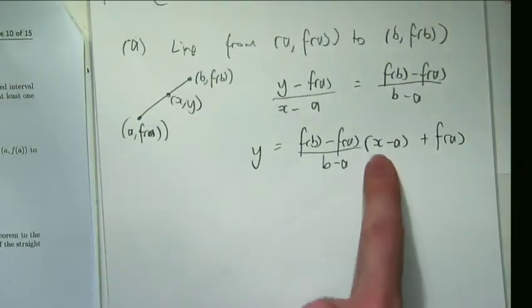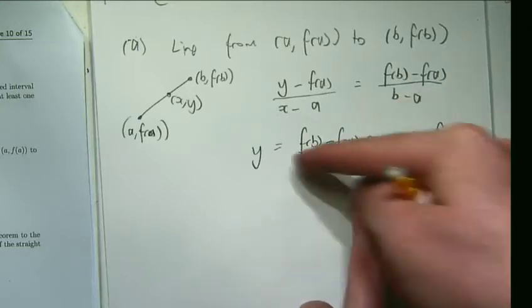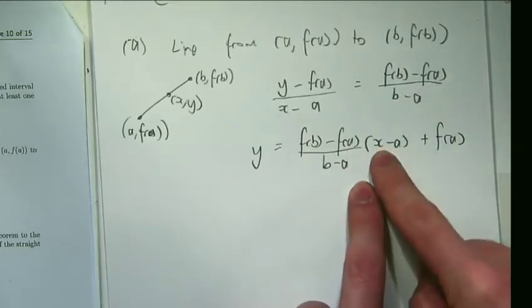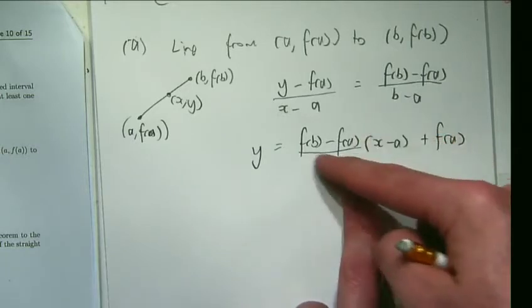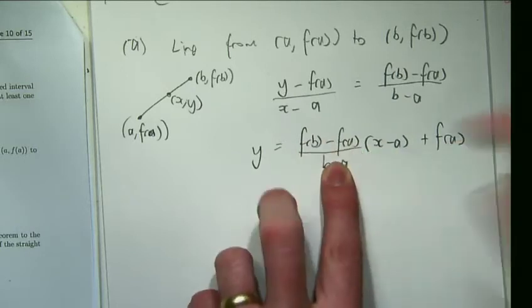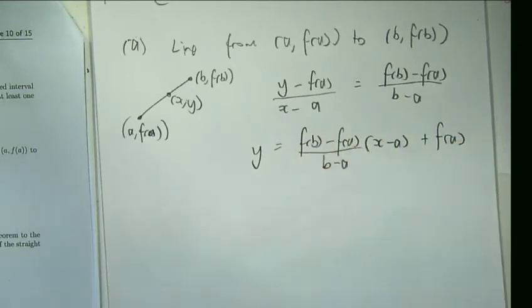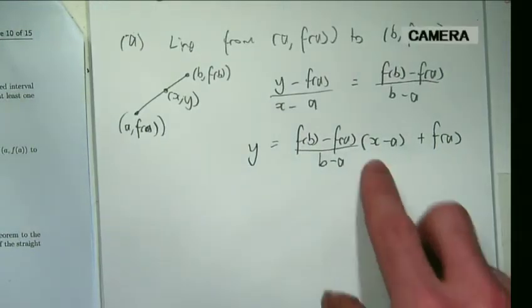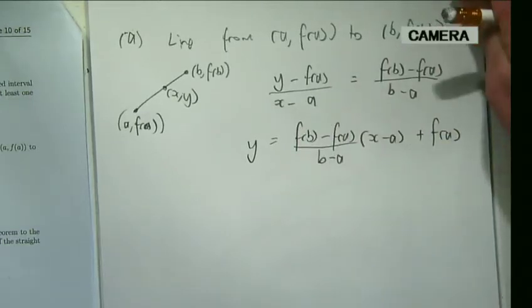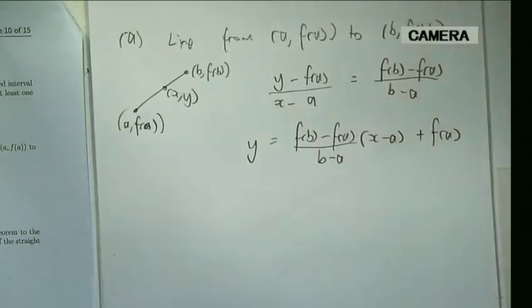Because notice that if you put b in this spot here, then they neatly cancel each other out. So if you put b in for x, the b minus a and the b minus a will cancel each other out, and then you'll get f of b minus f of a plus f of a, so it'll come out to f of b, exactly as it's supposed to. And of course, if you put a in that spot, a minus a is 0, and you just get f of a. So that's the quickest way to find the equation of the line between 2 points if someone ever asks again.